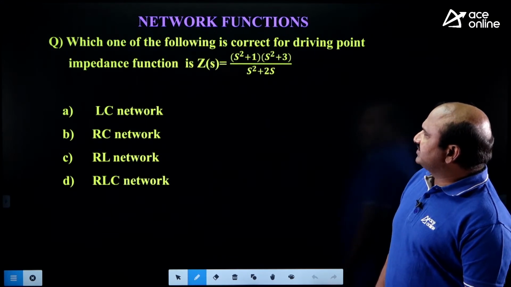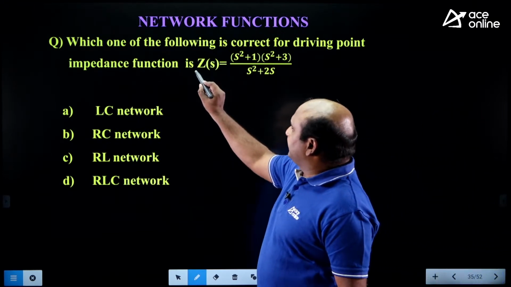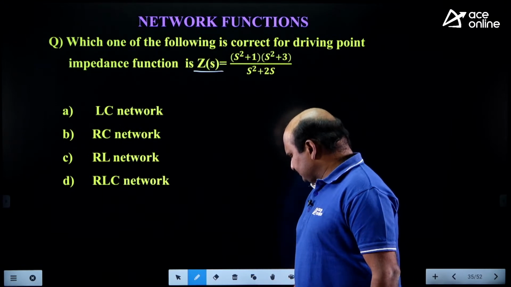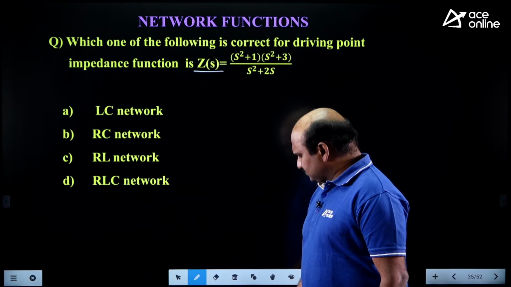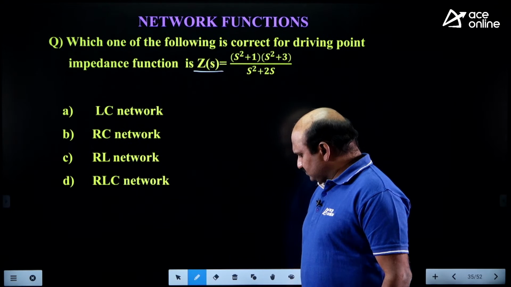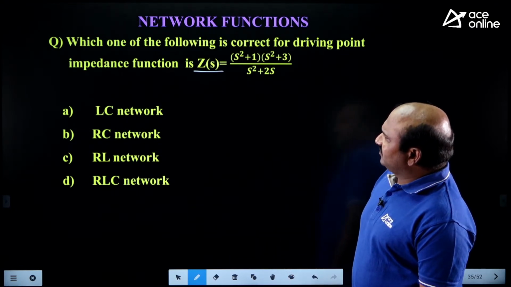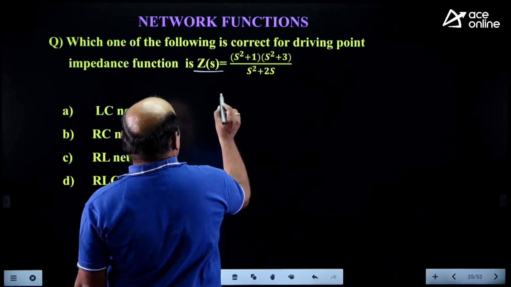Which of the following is correct for a driving point impedance function? Again, an impedance function is given here. Tell me, this is related with what? For RC, Z of s is given. Z of s is given means you go for poles and zeros first.